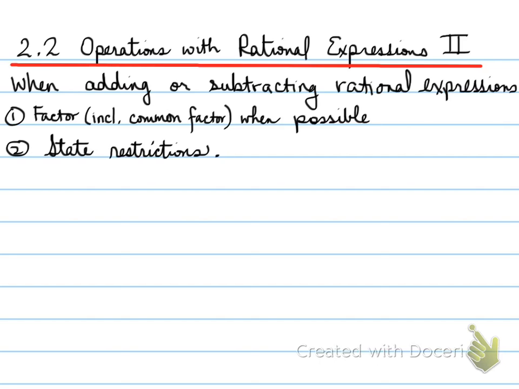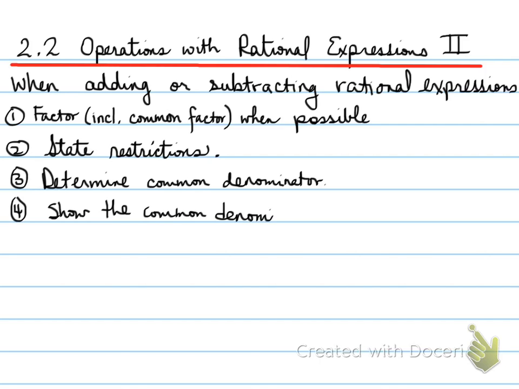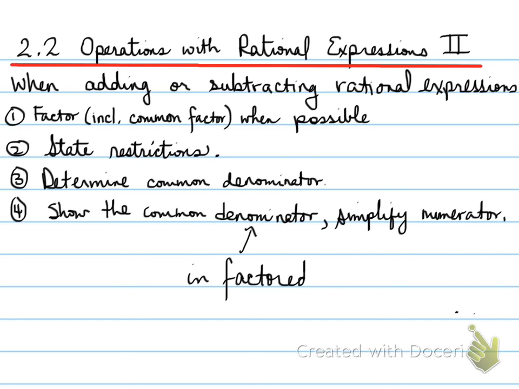What else is important is that once you state restrictions and possibly cancel, you now have to, like adding or subtracting fractions, find a common denominator. Once you determine that common denominator, you must show the common denominator in factored form and then simplify the numerator. And you'll see examples of that in this section here.